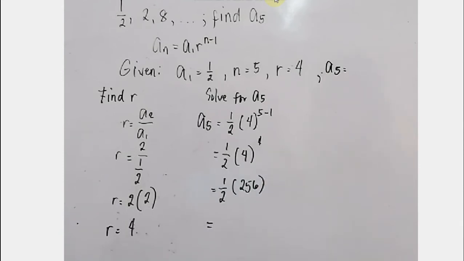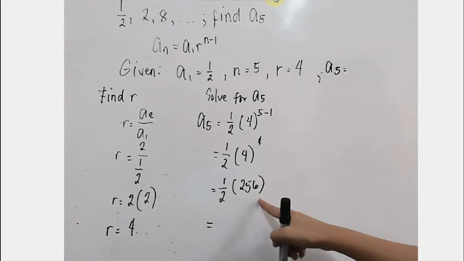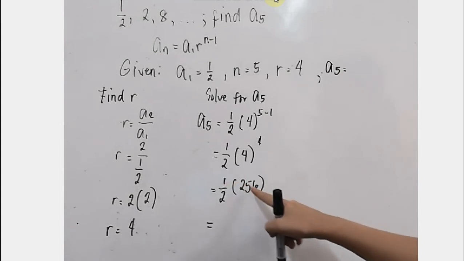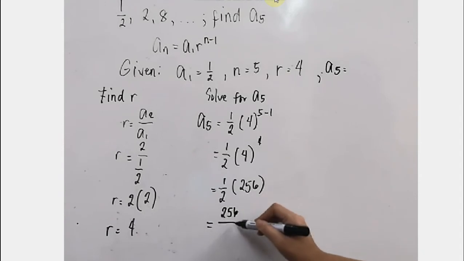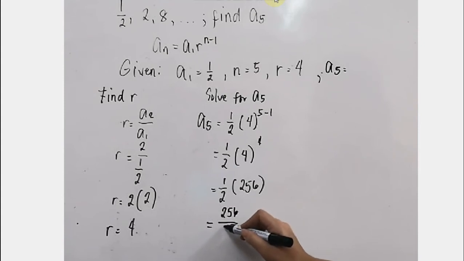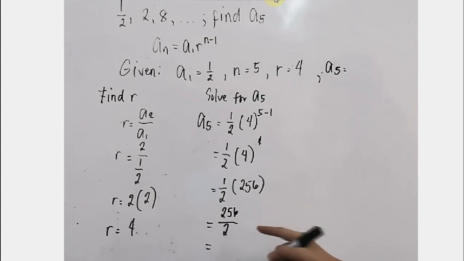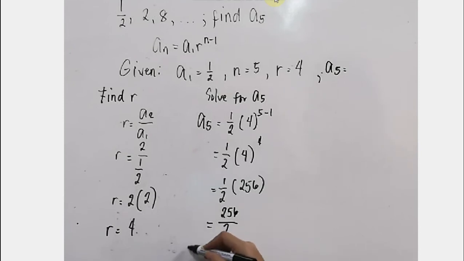So, now, multiply 1/2 with 256. So, 1 times 256 is 256. Then, 2 times 1, or the invisible 1 here for the denominator. So, we got 2. So, 256 divided by 2, we have 128. So, our a sub 5 now is 128.